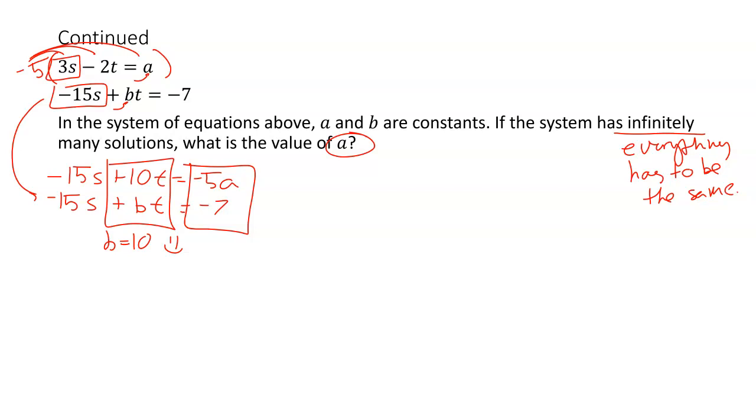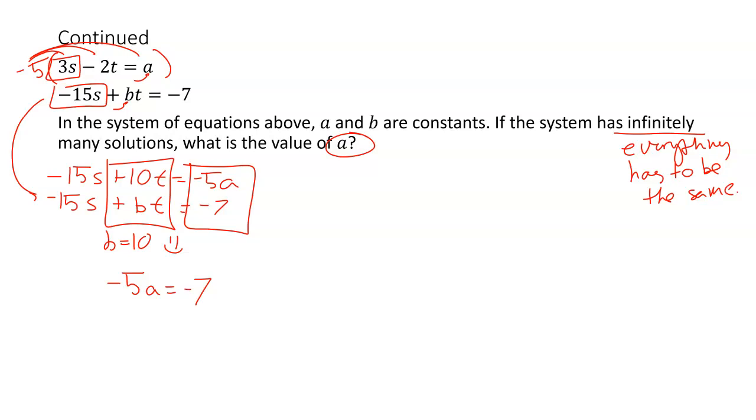How do I show in math that two things have to be the same? How do I show that two things have to be the same? Equal. Show that they have to be equal. Negative 5a has to be equal to negative 7. That's the only way that we can get infinitely many solutions.